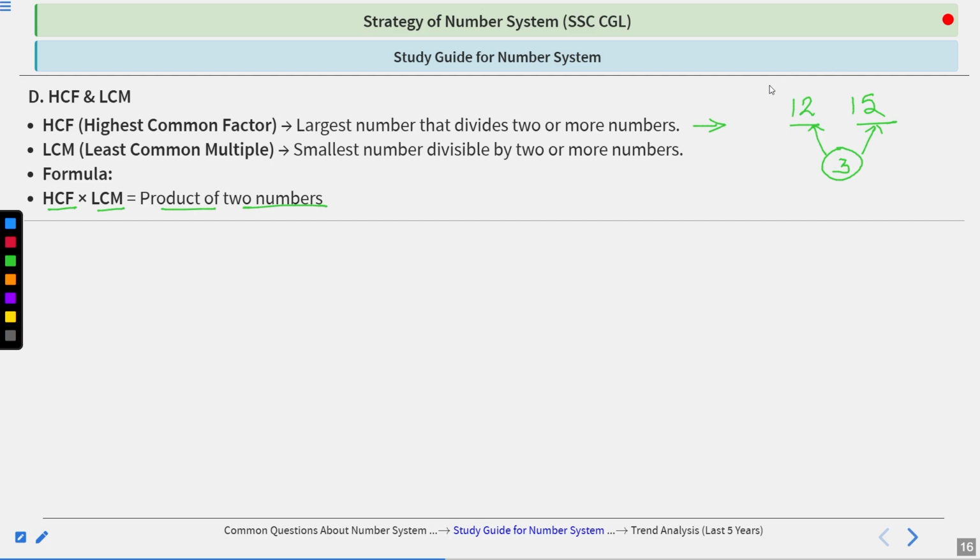In the same way, if we need to calculate the LCM of 12 and 15, we want the smallest number divisible by two or more numbers. So what will be the smallest number which will be divisible by 12 and 15 together? When we calculate it, we get 60. 60 is the smallest number which is divisible by 12 and 15 together.